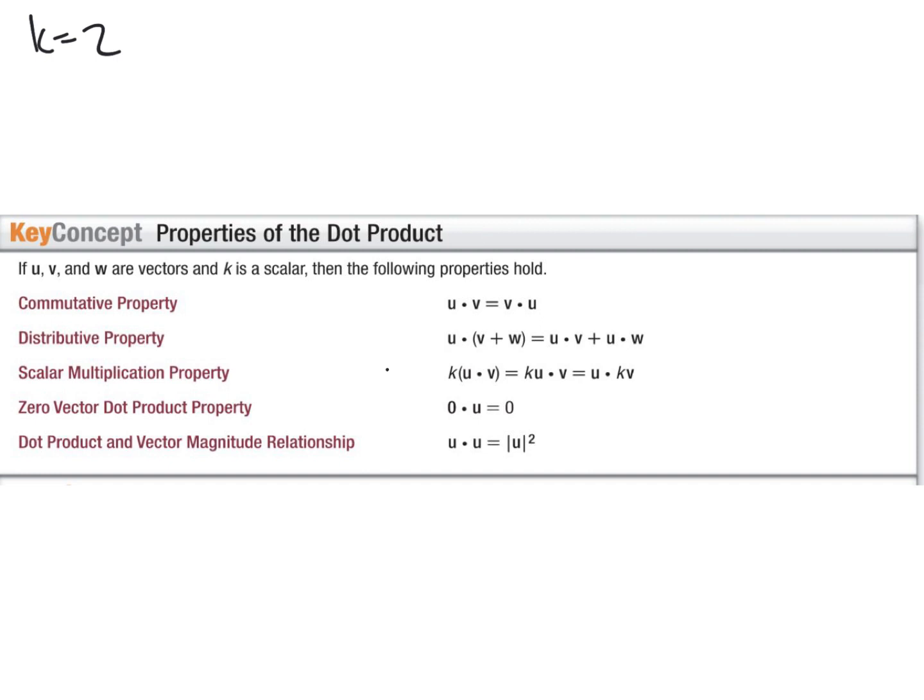And the other thing is the dot product and vector magnitude relationship. If you have a vector and you do the dot product with itself, it is going to give you the squared magnitude. So if I had a vector and needed to find the magnitude, I would find the dot product and then square root it. We're going to get into that in the next piece, on the next slide.